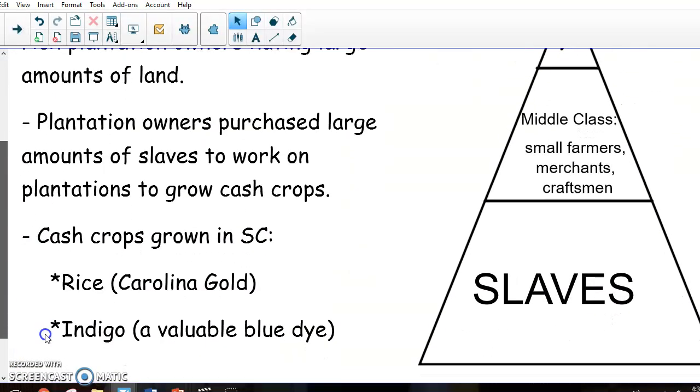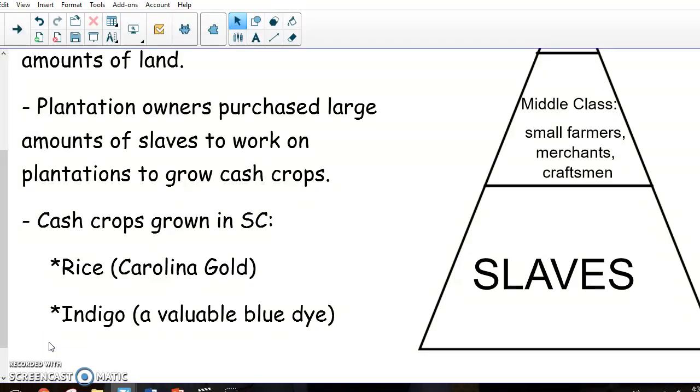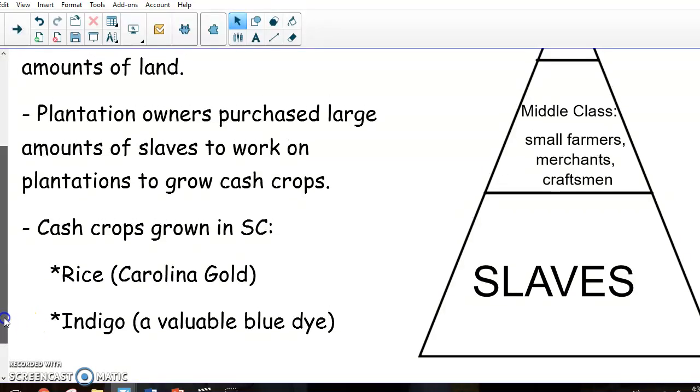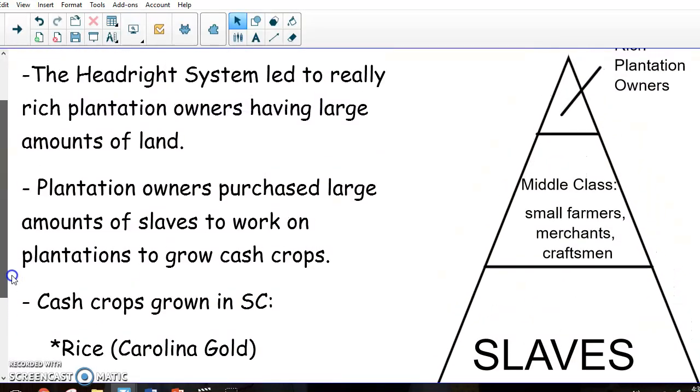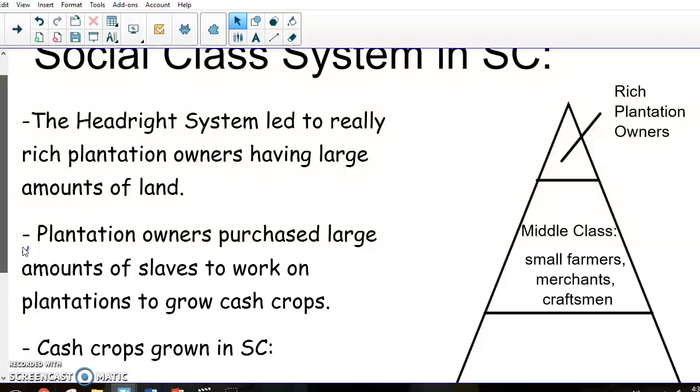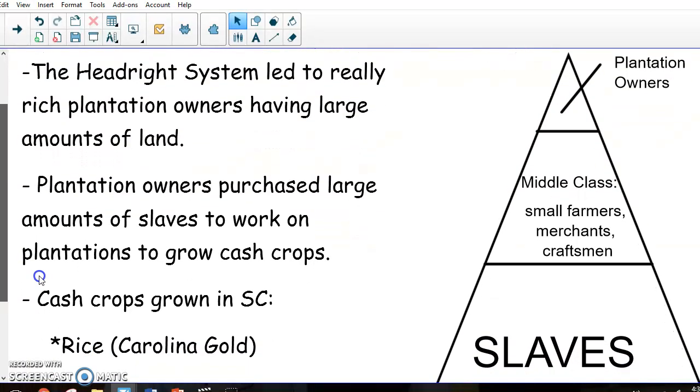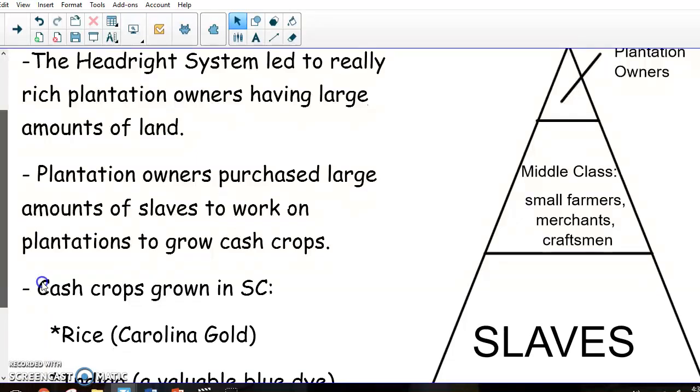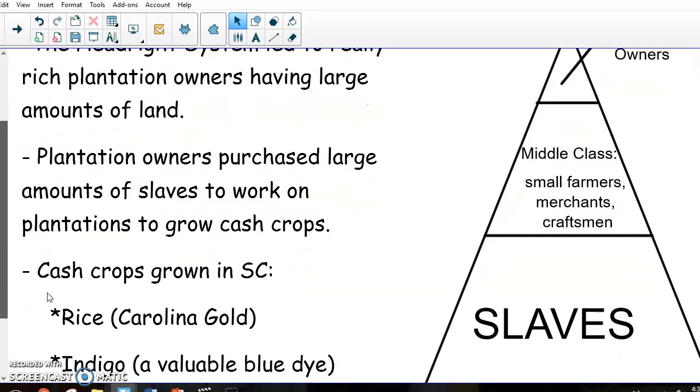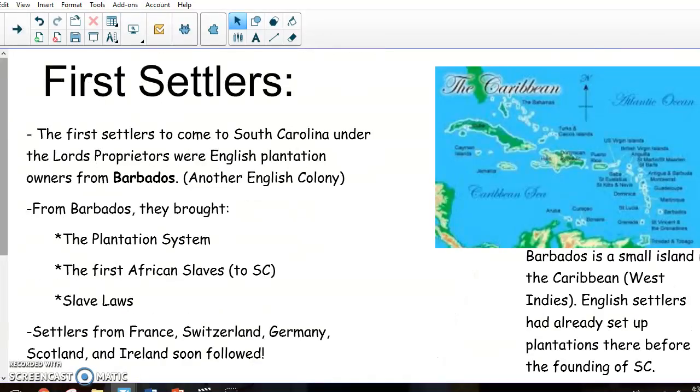And whenever you talk about cash crops, you're talking about the main two, of course, with rice, which is also called Carolina gold, and then indigo, which is a valuable blue dye that we're going to address in your next video. But you can begin to see the social class system with the rich plantation owners making up a smaller portion of the population, but with the most power. You have your middle class, and then of course you have your slaves, which make up most of the population, even of South Carolina, which was uncommon in comparison to the other colonies, but they made up the biggest population of this particular colony.